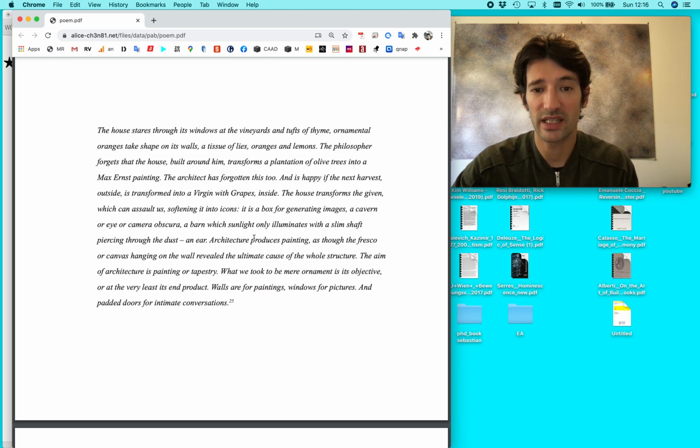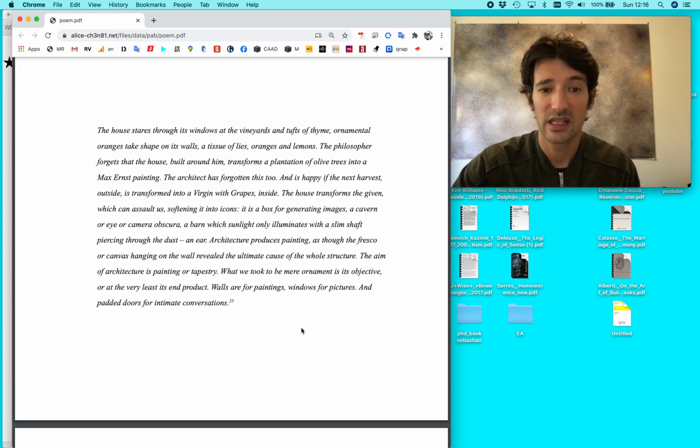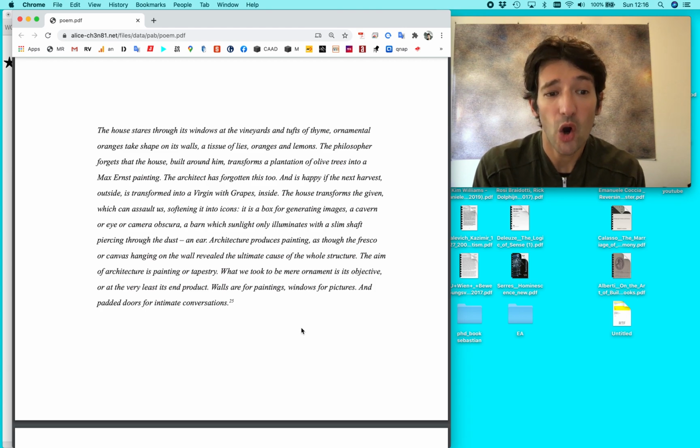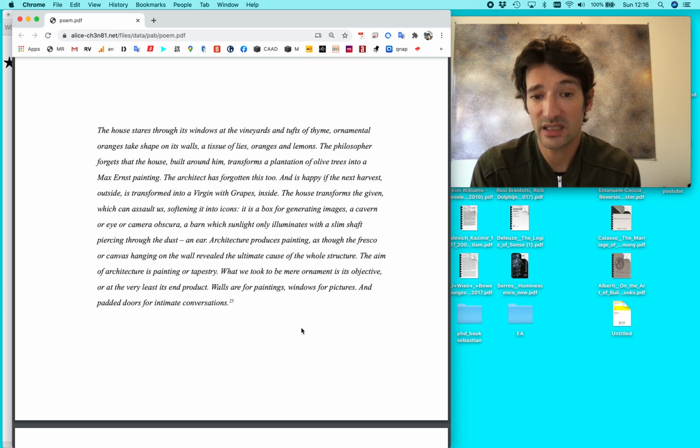It is a box for generating images, a cavern or eye or camera obscura, a barn which sunlight only illuminates with a slim shaft piercing through the dust, an ear. Architecture produces painting as though the fresco or canvas hanging on the wall revealed the ultimate cause of the whole structure. The aim of architecture is painting or tapestry. What we took to be mere ornament is its objective, or at the very least, its end product. Walls are paintings, walls are for paintings, windows for pictures, and padded doors for intimate conversations.